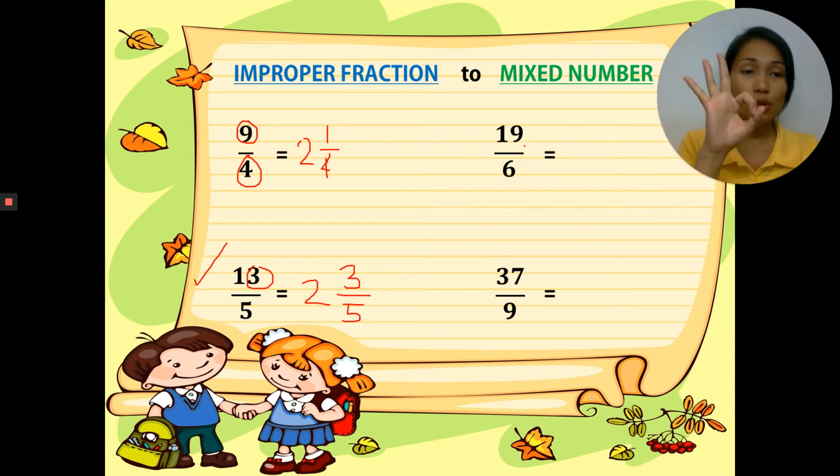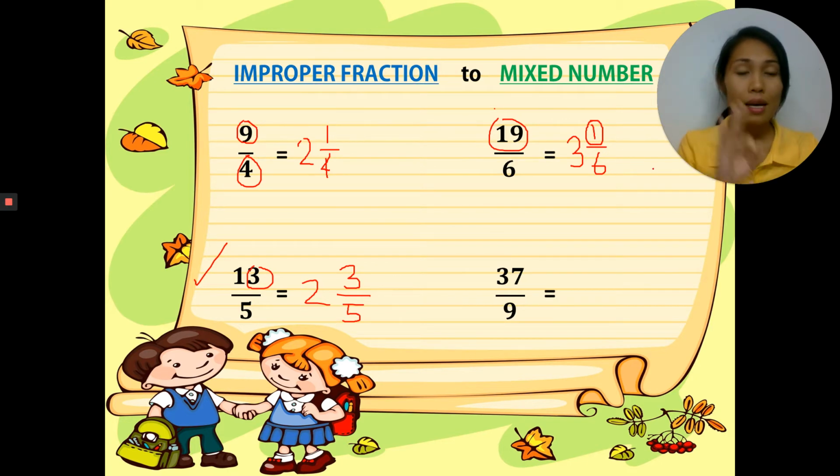24 is too much. So we'll just have 3, 6. 3, 6 is 18, right? 6, 12, 18. 18, and we have here 19. So we'll have one more to get 19, and then copy 6. Okay, remember the numerator here is the remainder if you divide 19 divided by 6. 19 divided by 6 equals 3, remainder 1, right? So 3 is the whole number, and then the numerator is the remainder.